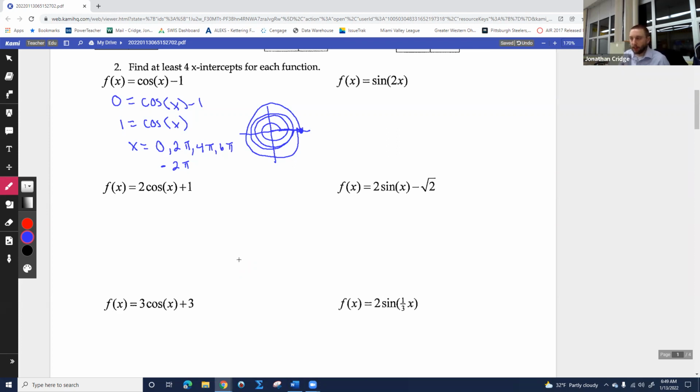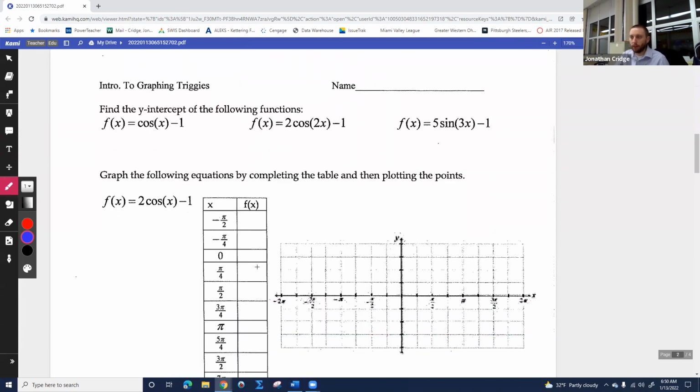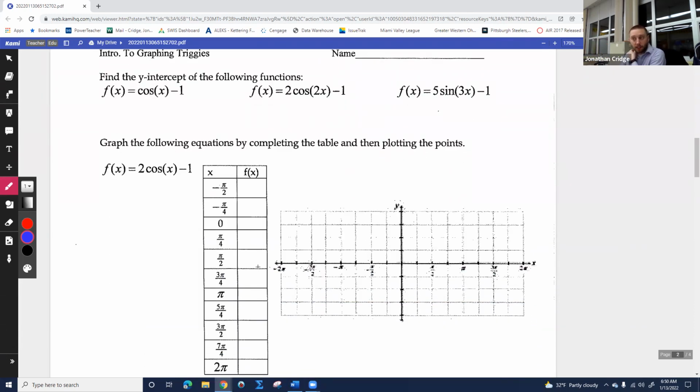Okay, so the gist for this section is you're going to set the equations equal to 0, because that's how we're going to find our x-intercepts. And then you're going to solve the equation, and then you might have to do some coterminal angles to figure out how to find 4 x-intercepts, because most of the time when we do our unit circle stuff, you're probably going to have 2 that just kind of naturally pop up from doing the inverse sine or cosine. Okay.